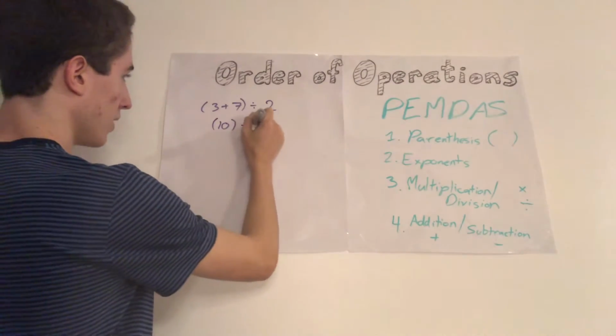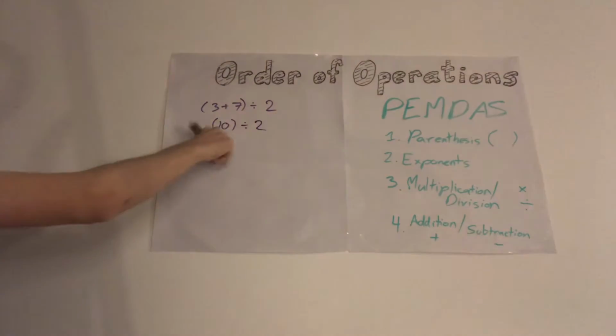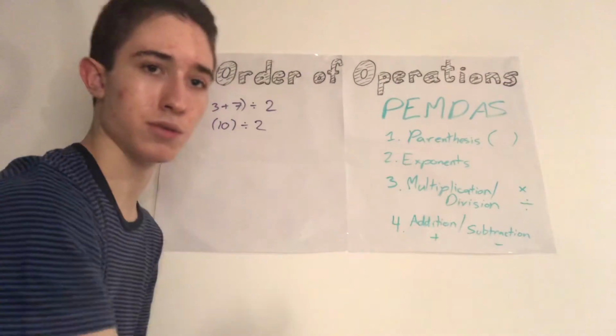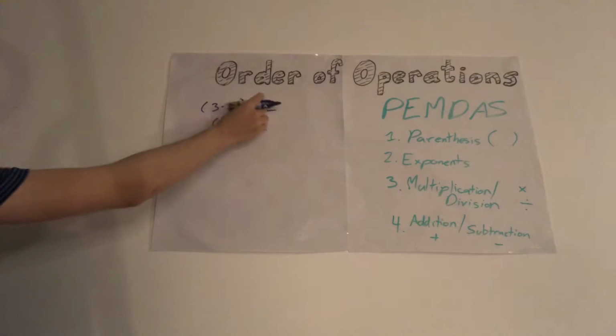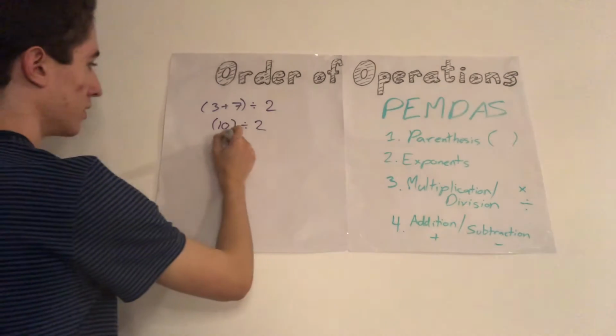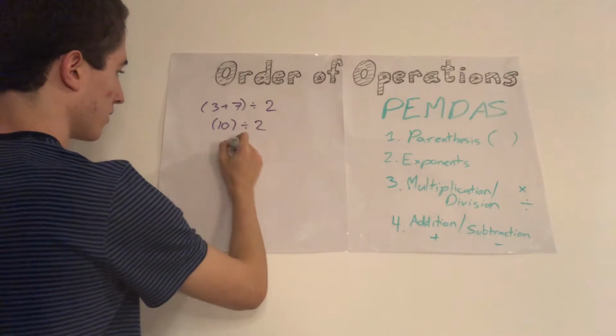Divided by 2, and then you get what's inside the parenthesis, the final result of the parenthesis, and you do whatever it says to do with the parentheses. In this case, it's asking to divide that by 2. So you get the final value, 10, divided by 2 equals 5, and that's your final answer.